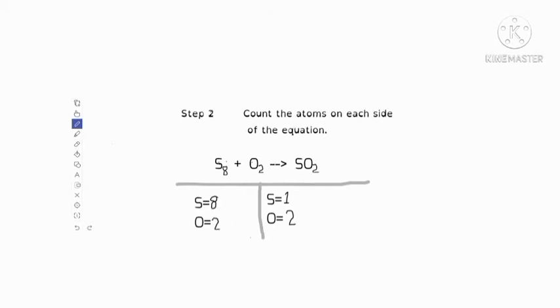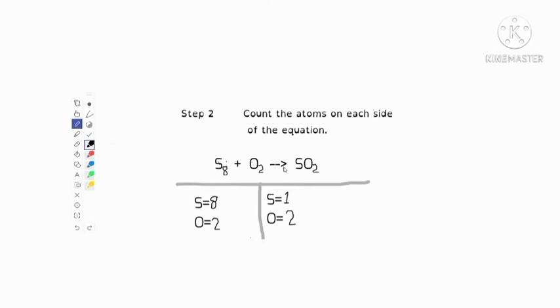Here is our second step. The big rule of balancing the equation is to only change the coefficient, that is the number in front of the atom. The number written below the atom, that is called a subscript, cannot be changed. So let's balance this equation by changing coefficients. If there is no coefficient written, we assume it as 1, as I have told in the previous step. Here we have sulfur 8, oxygen 2 on the left side, and on the right side we have sulfur 1 and oxygen 2. Our oxygen is balanced, but our sulfur is not balanced. Here sulfur is 8, and on the other side sulfur is 1. So we have to balance the sulfur.